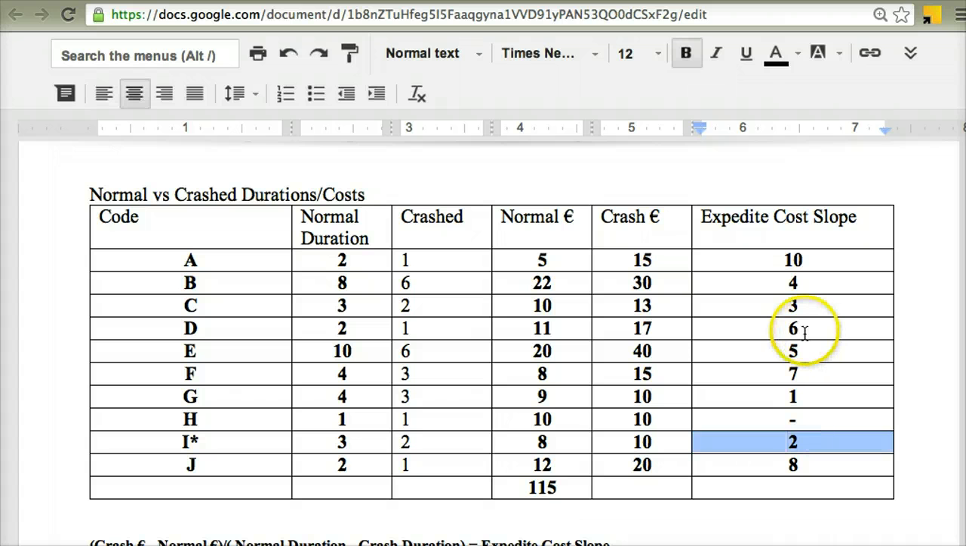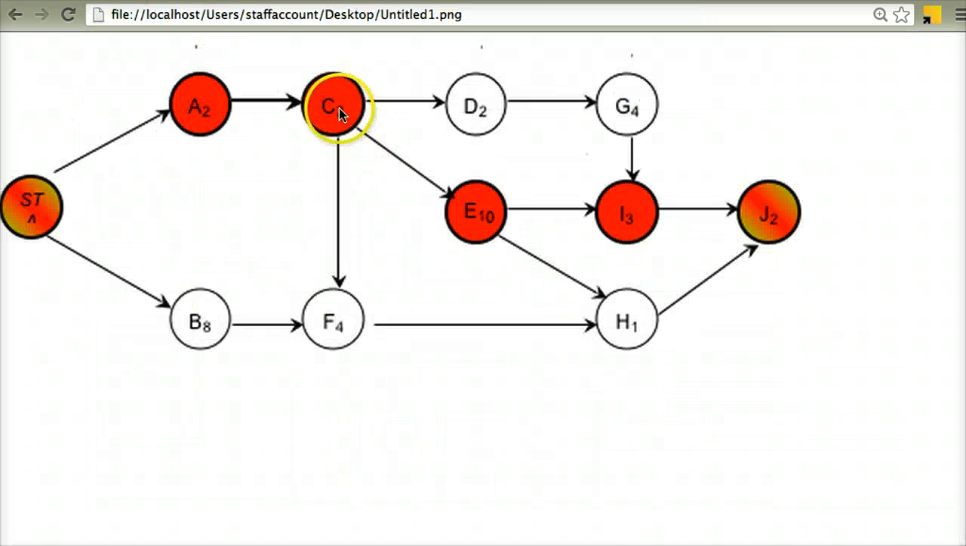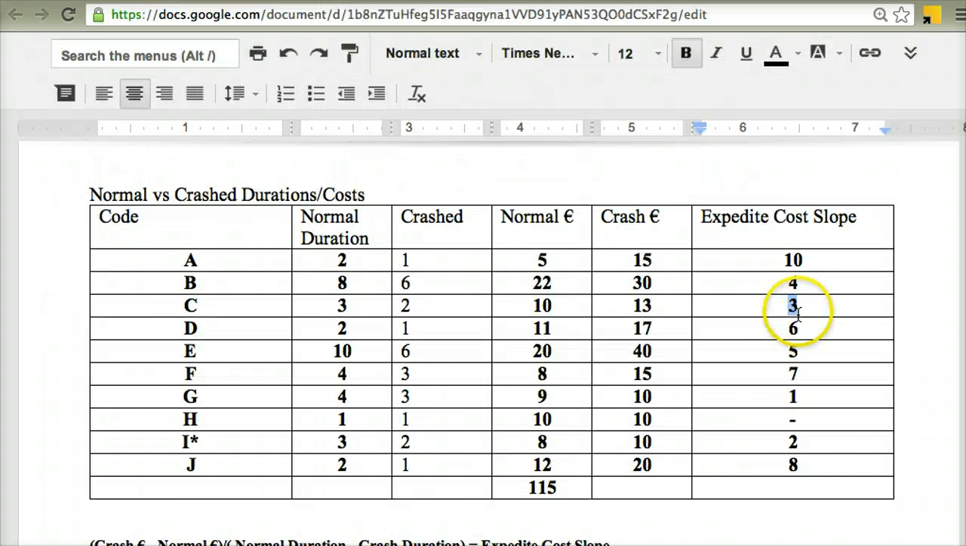That was that one. The next cheapest there is C. And so again, I'm going to look at C. C is on the critical path, so it definitely is a contender. There's no other activity there that is on the critical path and is cheaper than C.